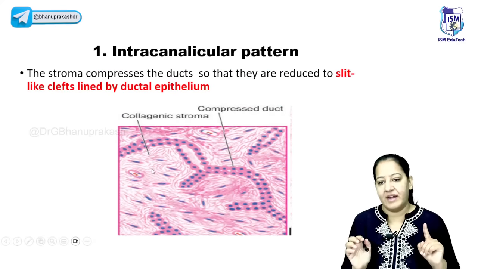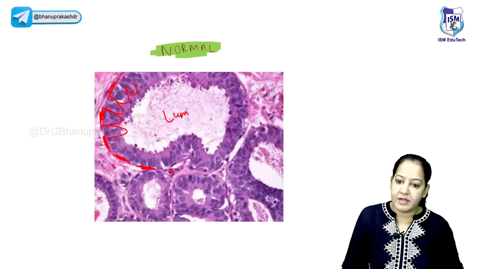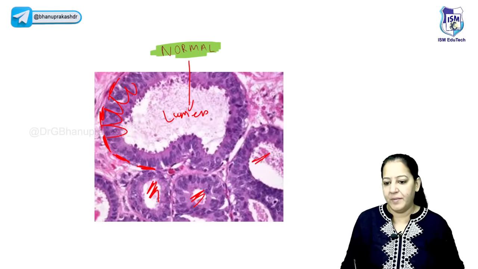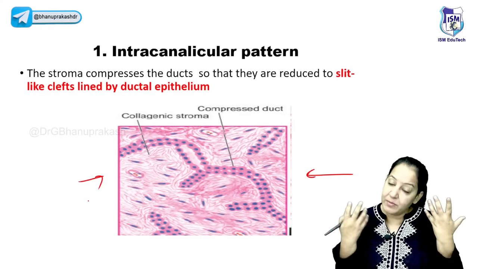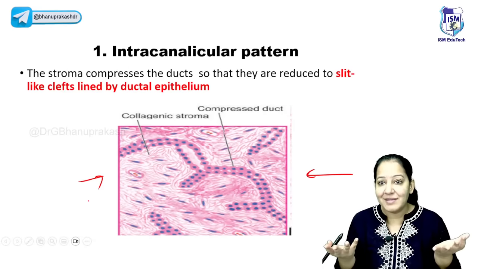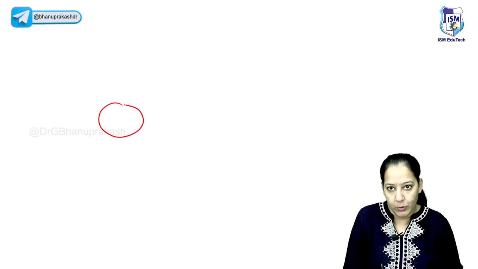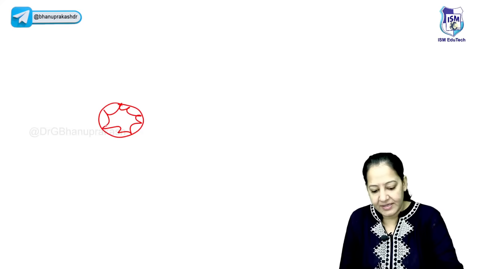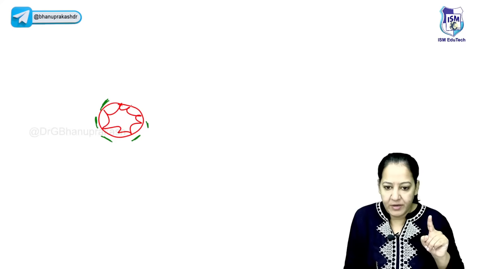Now, this is intracanalicular. You may be thinking, ma'am, the ductules are there. We can see the lumen of the ductule normally. There are many ductules. We can see the lumen here, lumen here, lumen here. But where does the lumen disappear here? Here the lumens are disappeared. Where are the lumens? Actually, the ducts get compressed. You can imagine this is a ductule. It is lined by double lining. Anna, you can see this is epithelial and this is myoepithelial. Okay, this is double lining.